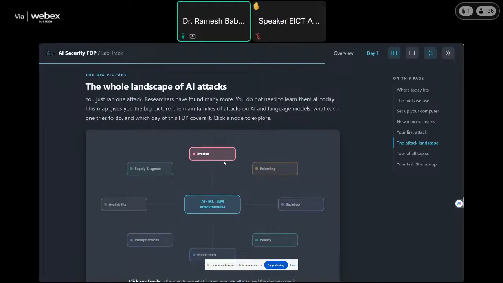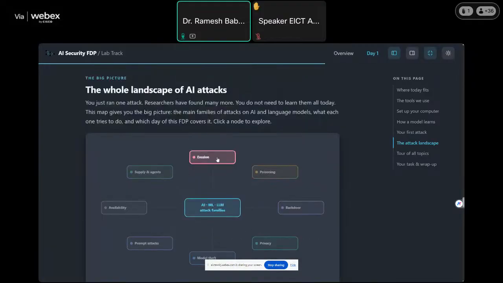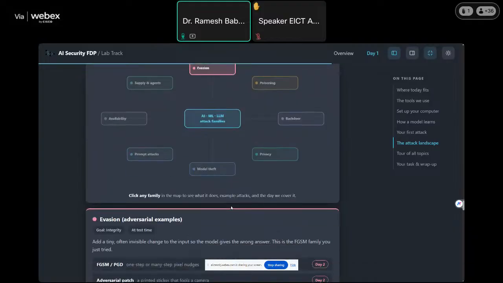So moving on with the evasion part, we have evasion, we have poisoning, we have backdoor, we have privacy, we have model theft, we have prompt attacks, availability attacks, supply and agent attacks. For each component we have multiple types of attacks. So this is a vast landscape, and in the next coming 10 days we will cover some part of these subcomponents, so you get a holistic picture of exactly what the attack and defense landscape is on AI and for AI, security for AI basically.